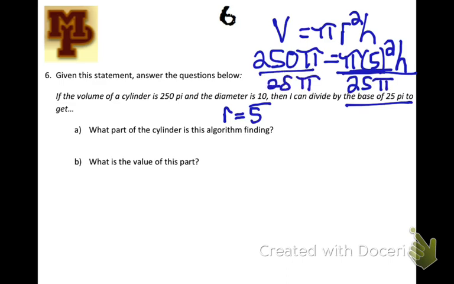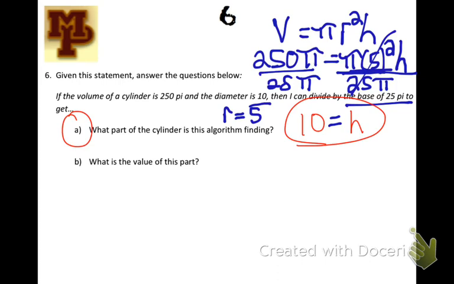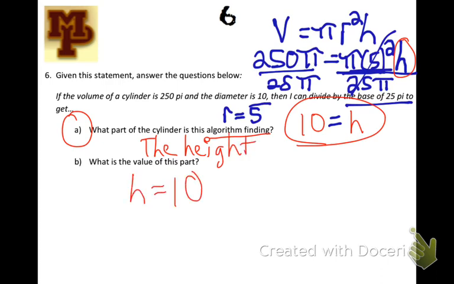25 pi, and if you do that, this would all cancel out, of course, and then you would get h is equal to 10, and that's the first part. Actually, part A, it says what part of the cylinder is the algorithm finding, so you'd be finding the h. So that would be the height of the cylinder. And then what value is this? We would say h equals 10.